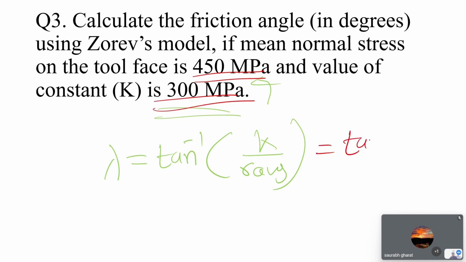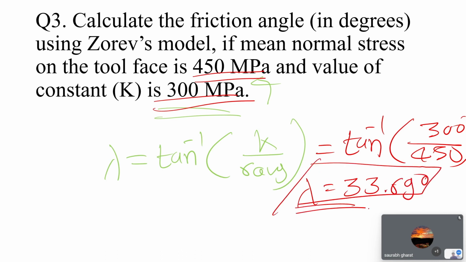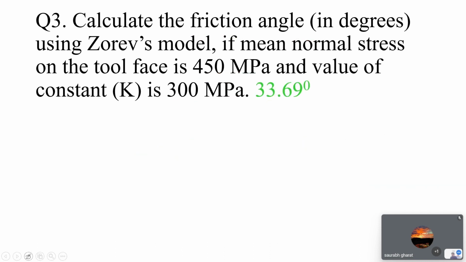So it will be tan inverse of 300 divided by 450, which is equal to 33.69 degrees. This is your answer for the friction angle.